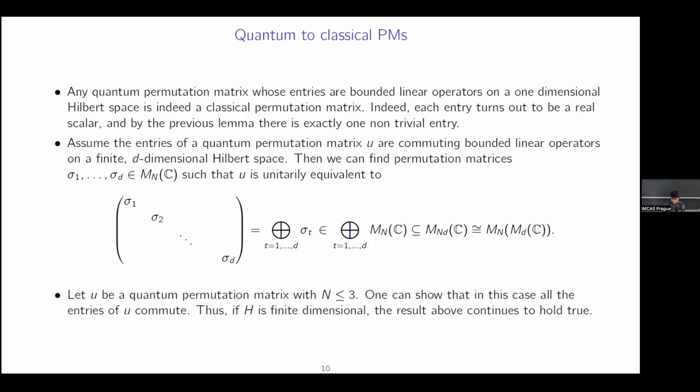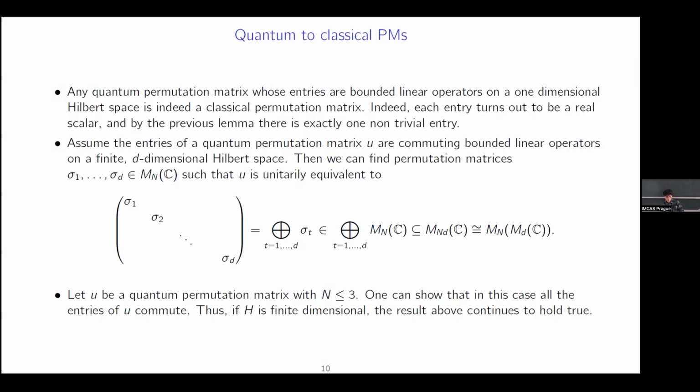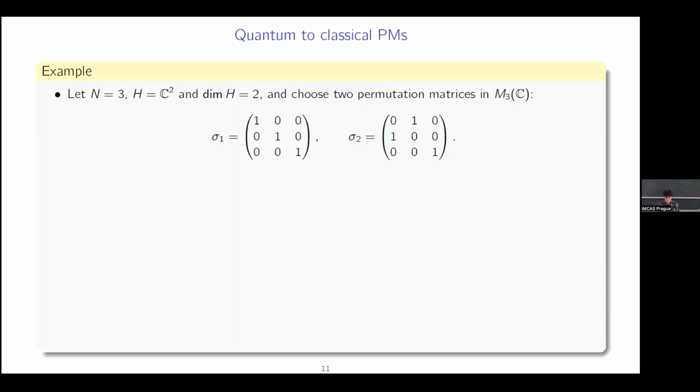Okay, so maybe I have this small example here, which is basically a way to show a little bit more clearly the second point, how it works. At least I tried to do it by myself, so it can be wrong, but at least I tried, so let's see. So let us fix n to be equal to 3, and let us fix again H to be C squared.